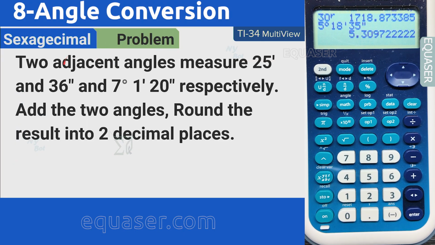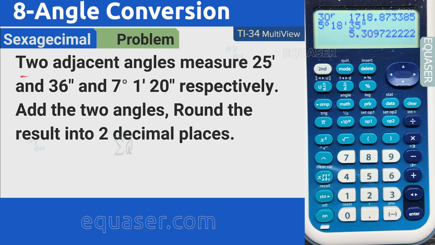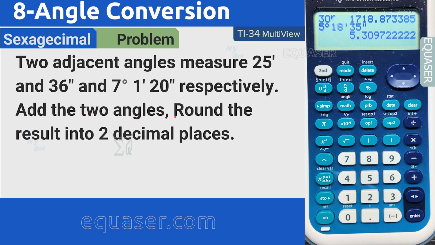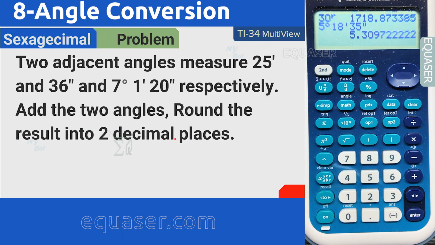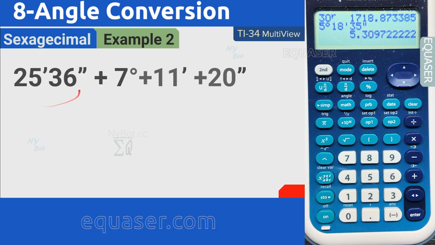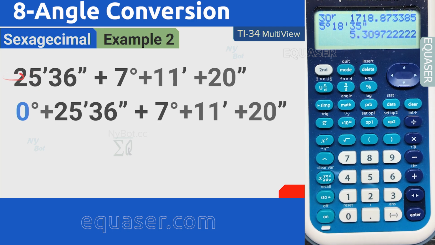Now let's solve this problem. Two adjacent angles measure 25 minutes and 36 seconds. And this is one angle, and the second one is 7 degrees, 1 minute and 20 seconds respectively. Add two angles, round the result into two decimal places. Now let's see, we want to add one angle to the other angle, and because this is missing the degree, we have to enter 0.